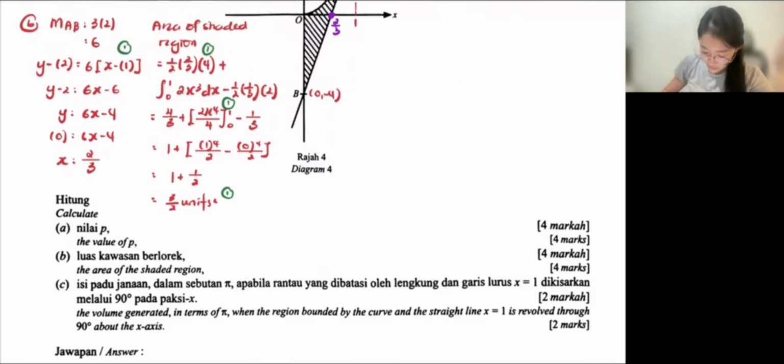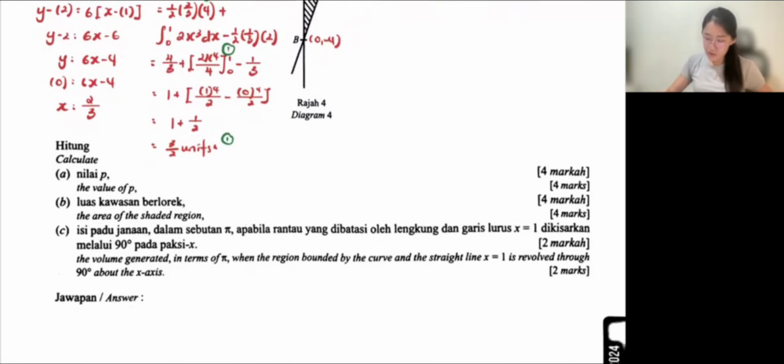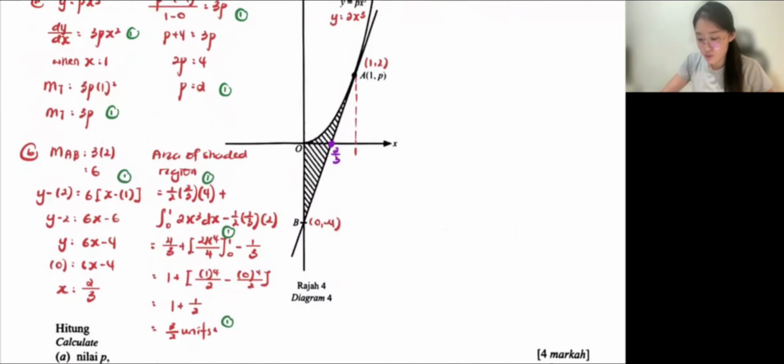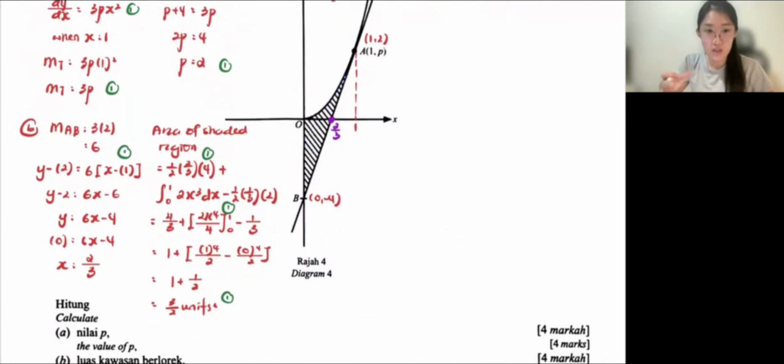All right, then let's look at C. The volume generated in terms of pi when the region bounded by the curve and the straight line x equals 1. So usually for volume, it is not the area that they gave you. They will actually give you a description of the volume that they want you to find. So it's not the area that they shaded over here.